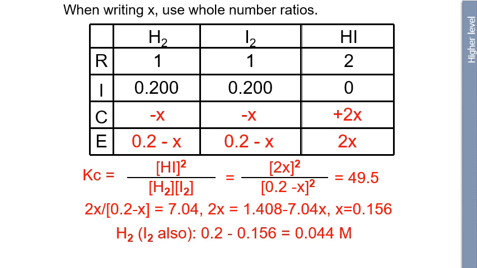Okay, so hydrogen and iodine also, because it's a 1-to-1 mole ratio, will just be essentially 0.2 minus 0.156, or 0.044 moles per decimeter cubed, or molar. Okay, and the concentration of HI will be, of course, twice the value for x, which will be 0.312 molar or moles per decimeter cubed.